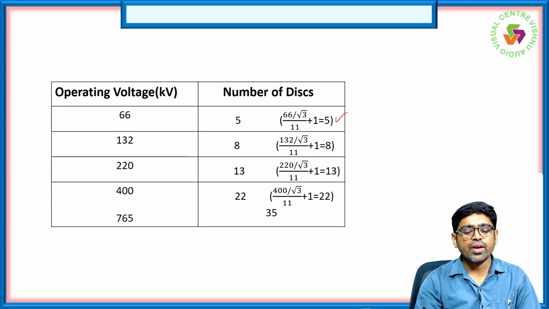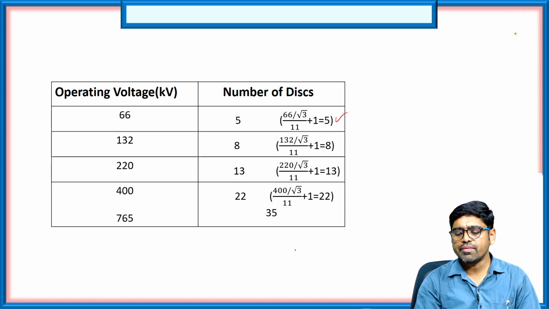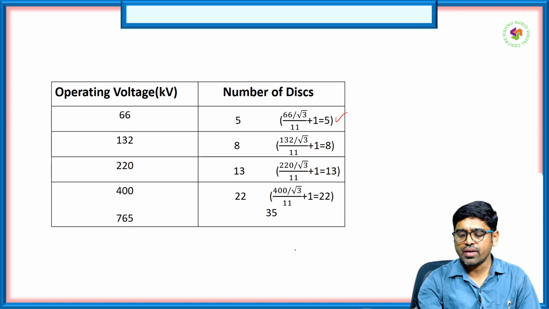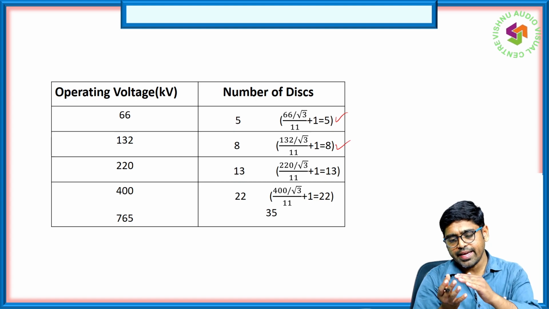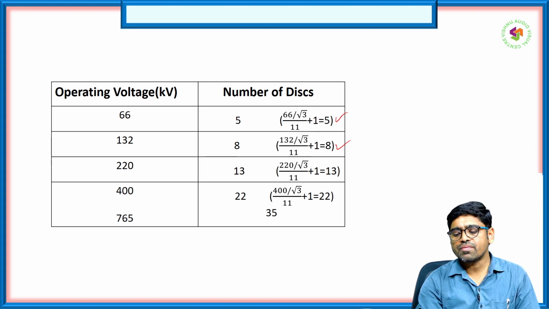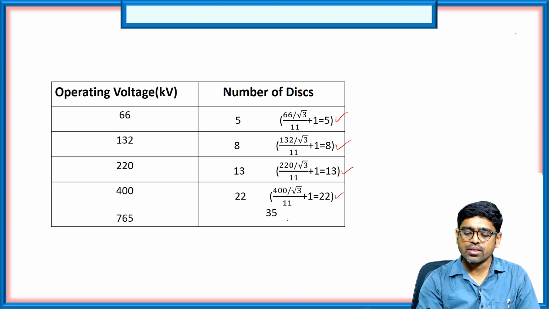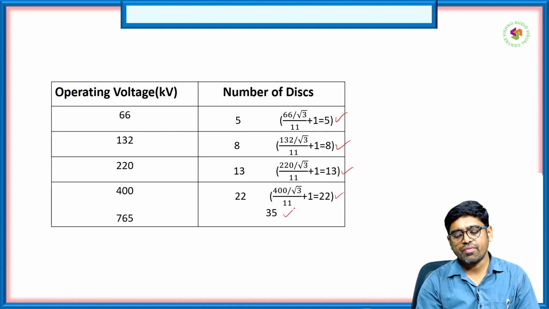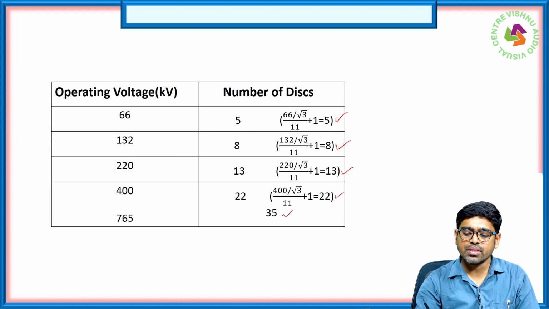And if you go for a 132 kV line, it is 132 by root 3, that is the phase voltage, divided by 11 plus 1, then we go for 8 discs, so we need to connect 8 discs in series. In the case of a 220 kV line, it is 220 by root 3 by 11 plus 1, which gives 33; for a 400 kV line it may be 22, and for 765 kV the total number of discs is 35. So like that, the number of discs we need to connect in transmission lines depends on their operating voltage.